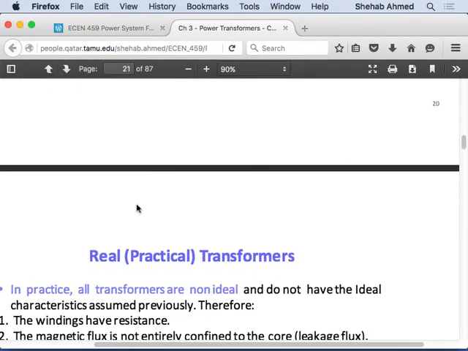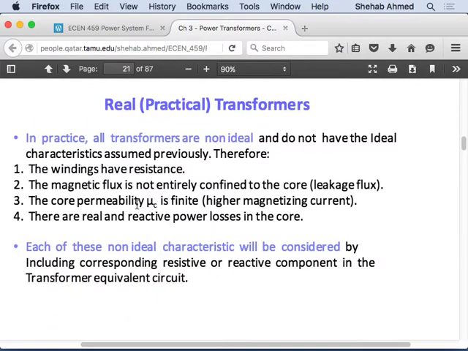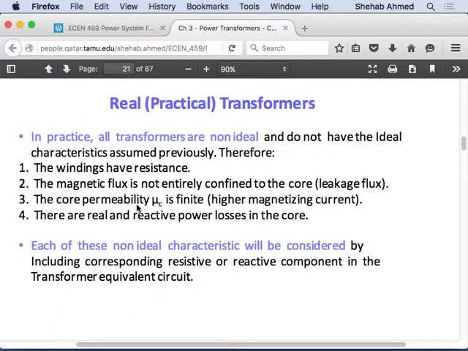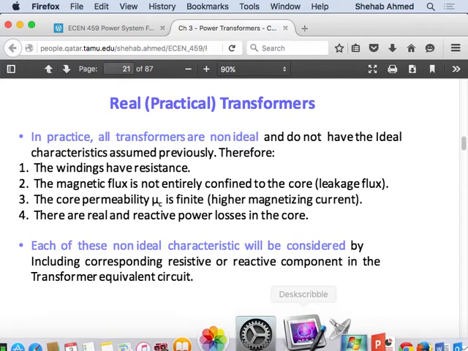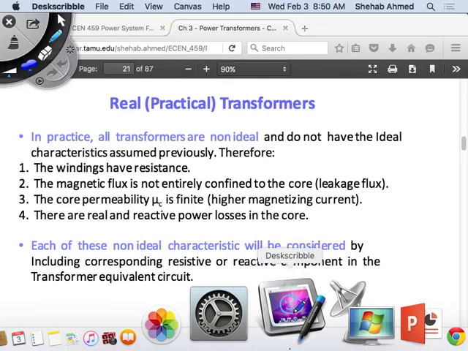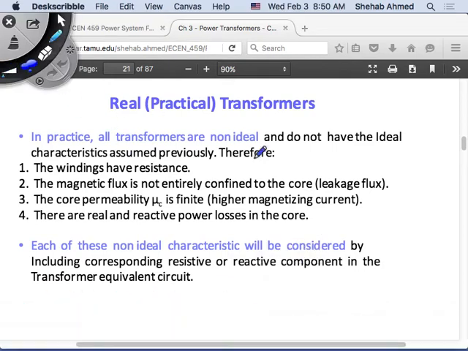Anyway, so now this was the ideal transformer. Now practical transformers. For practical transformers, we have to include the effect of the winding resistance, right? It's a copper winding, so it has some resistance. Again, the magnetic flux is not entirely confined to the core, meaning the flux that's flowing in the core has another option. It can flow in the core, or it can flow through the air, right?